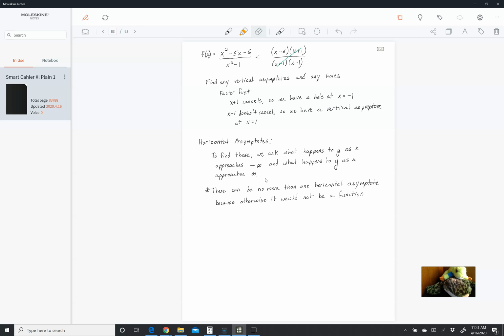So let's take a look at some reciprocal functions and see what's going on, okay? We're looking at rational functions. Reciprocal and rational are the same thing. We're using them interchangeably here, okay? So if we take a look at f of x equals 1 over x, what we're saying is what happens to f of x as x gets very, very large.